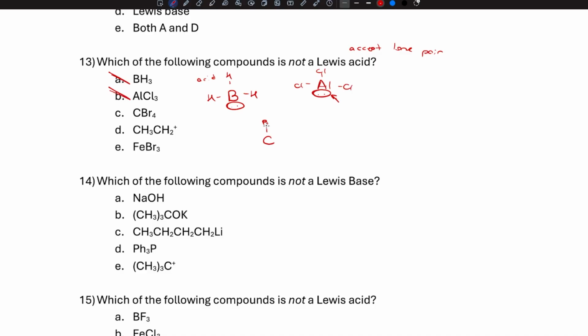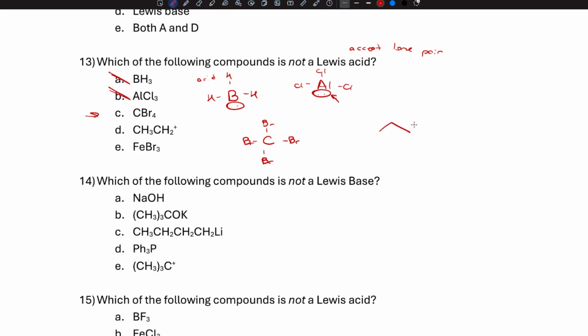Now CBr4, right away you should see this as an answer. We can't just cut off one of these bromines. It doesn't work like that. And so we can't just get a lone pair from nothing. If we get another lone pair, we're breaking the octet rule. And so it probably cannot act as a Lewis acid. And so we're going to mark this down.